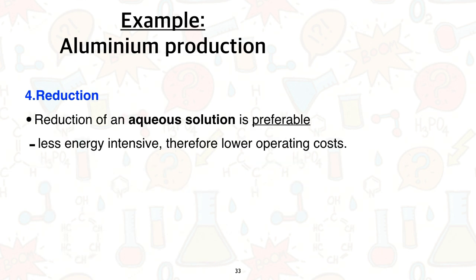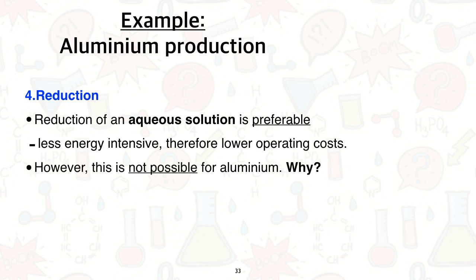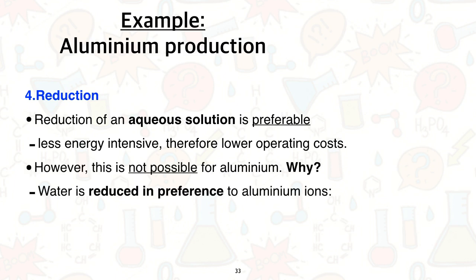I've just put here, reduction of an aqueous solution is preferable because it's less energy intensive, therefore it means lower operating costs, but it's not possible for aluminium. The reason why is because water, like I said, can undergo oxidation and reduction, and water being less active gets reduced in preference to aluminium ions. Just remember, reduction can involve loss of oxygen, gain of hydrogen. So water essentially converts into hydrogen gas, but it also produces hydroxide.